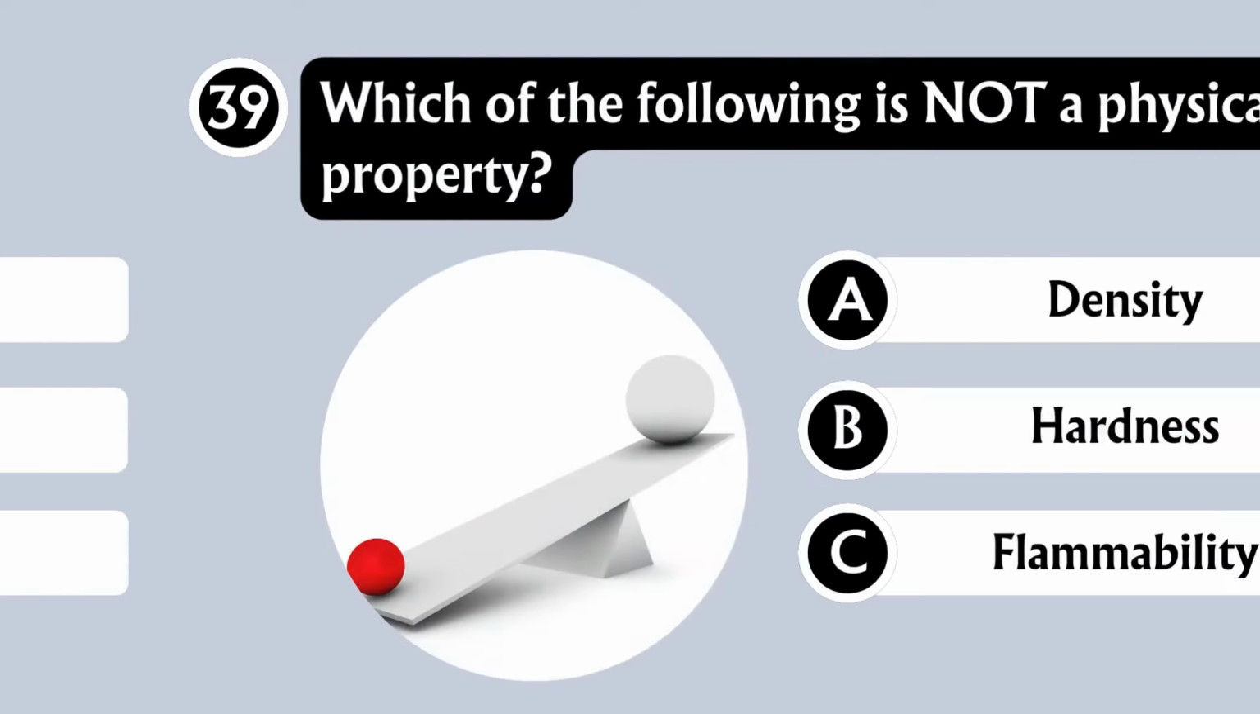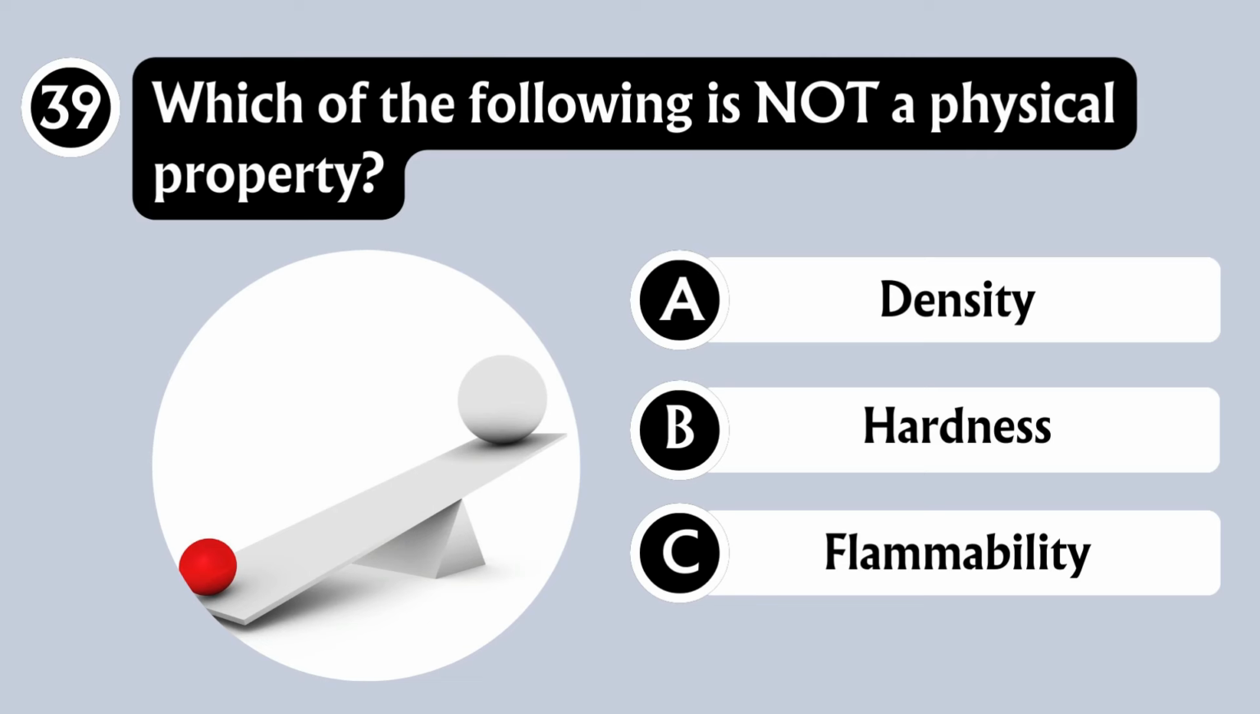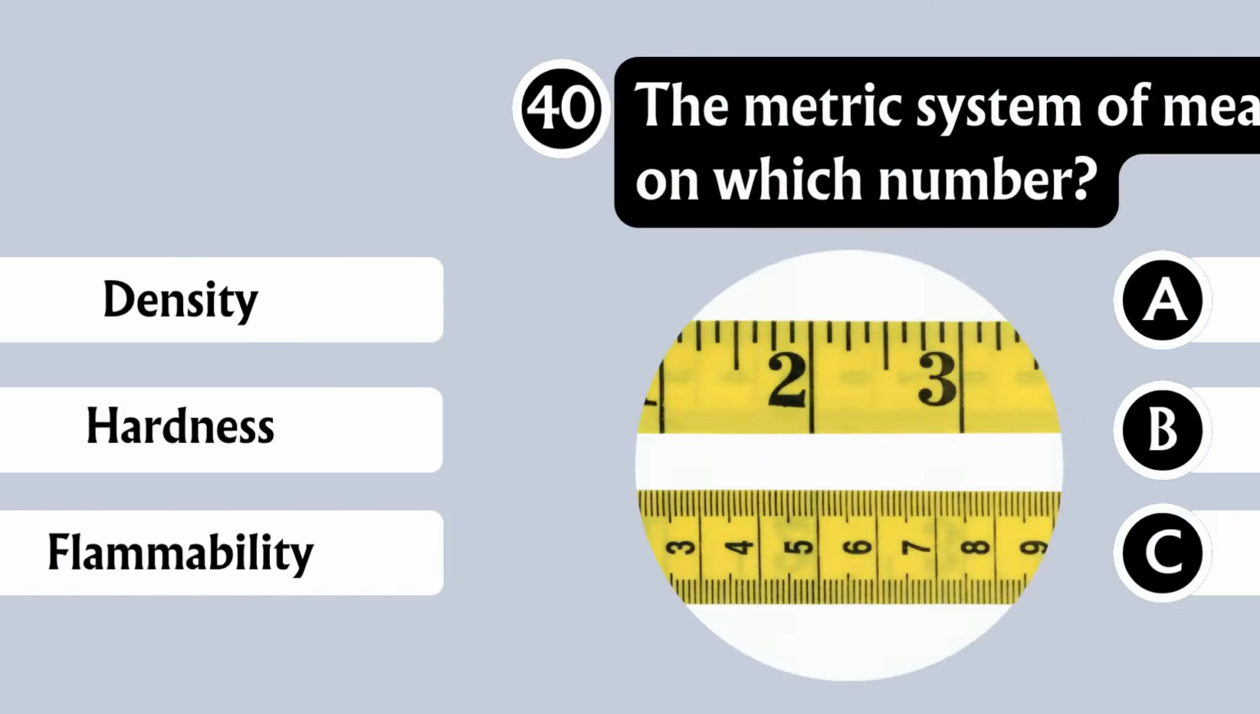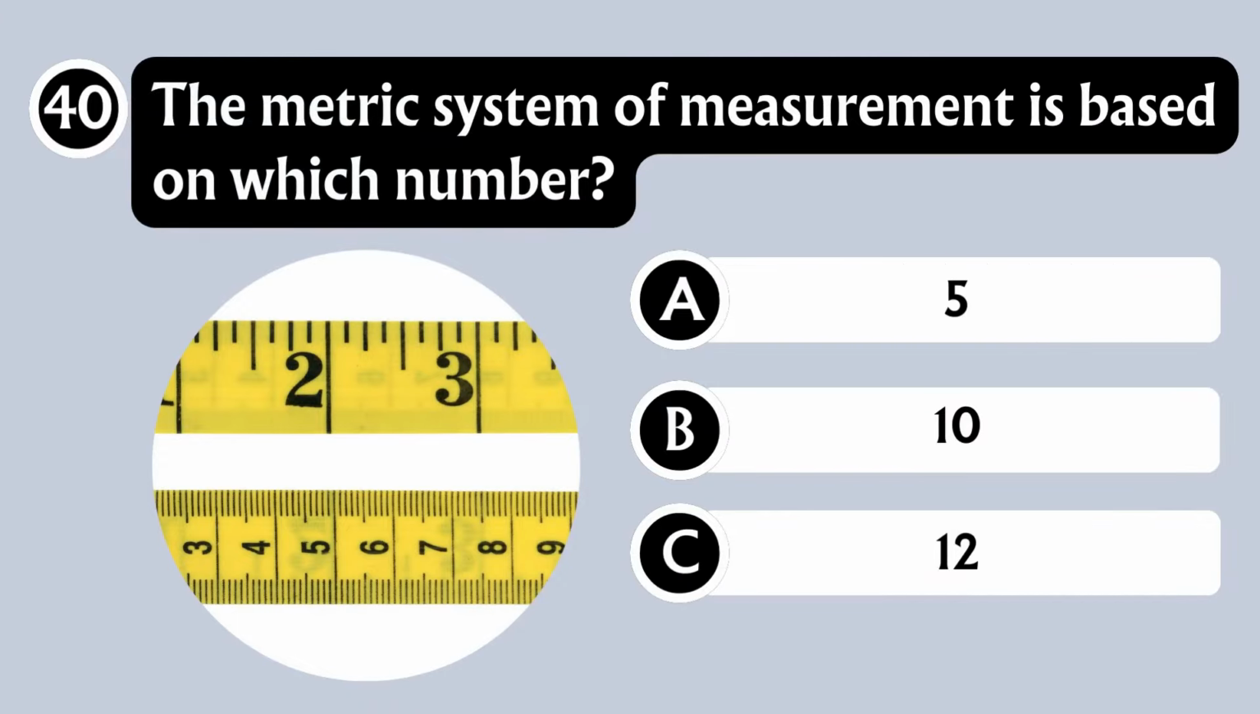Tryptophan. Which of the following is not a physical property? Density, hardness, flammability? Flammability. The metric system of measurement is based on which number? 5, 10, 12? Ten.